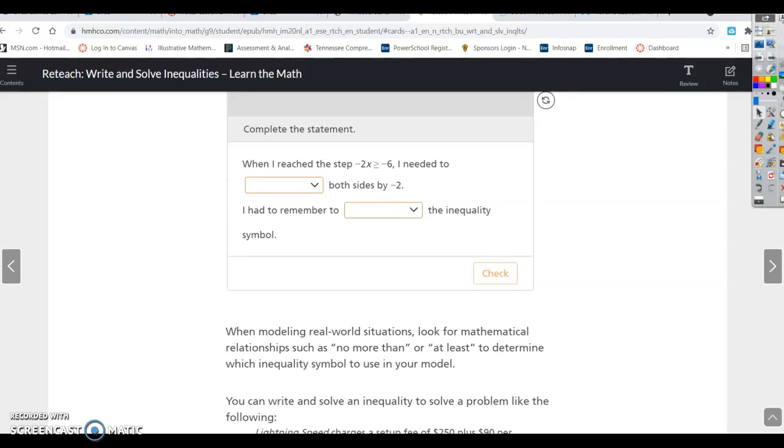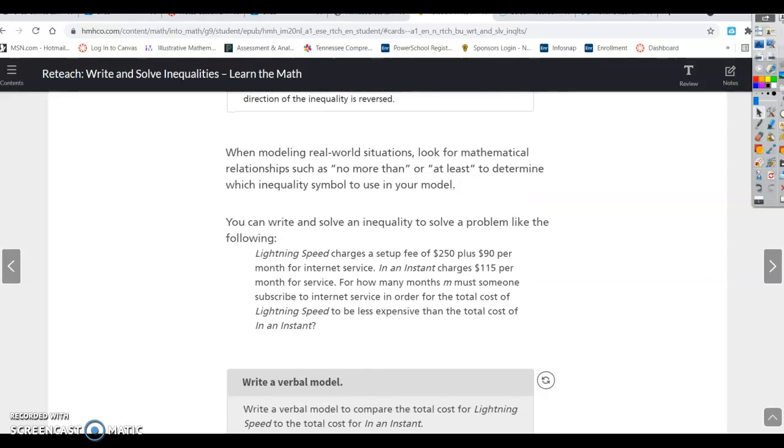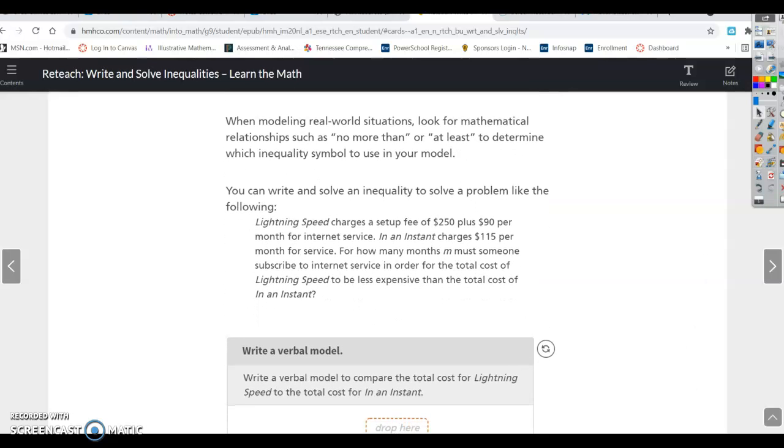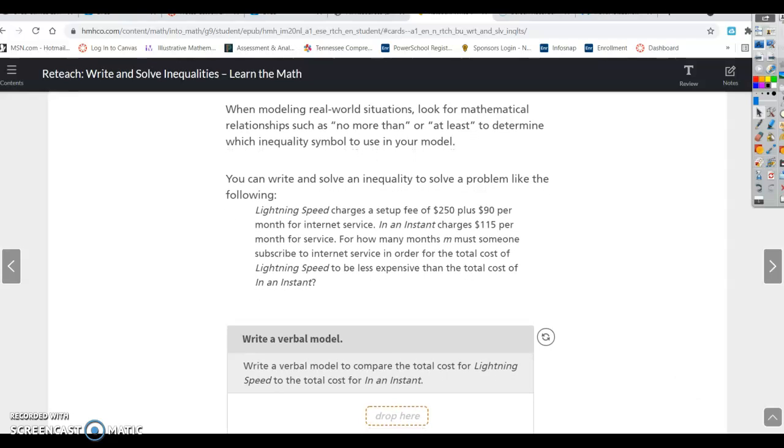All right, it says when I reached this step, I needed to blank on both sides. So when they get here, they needed to divide on both sides. I had to remember to switch or reverse the inequality symbol when you divide. All right, when modeling real-world situations, look for mathematical relationships such as no more than or at least to determine which inequality symbol is used in your model.